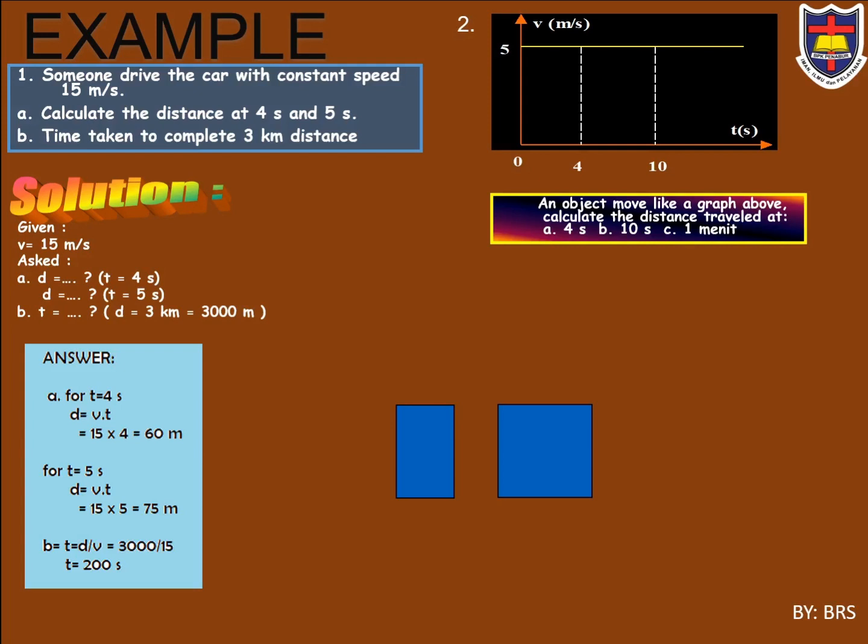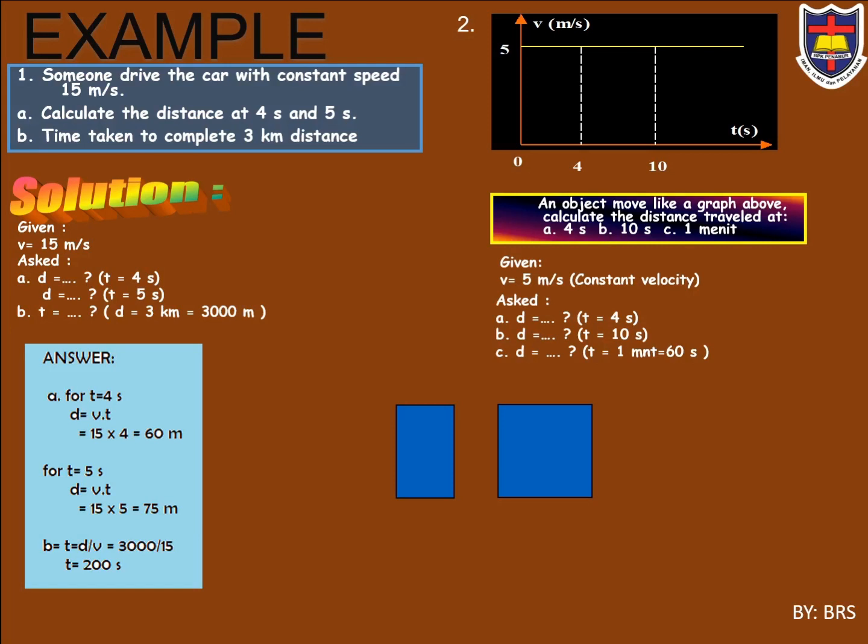The solution. Given v equals 5 meters per second, or constant velocity, asked A: distance when the time is 4 seconds. B: distance when the time is 10 seconds. And C: distance when the time is 1 minute, or 60 seconds.